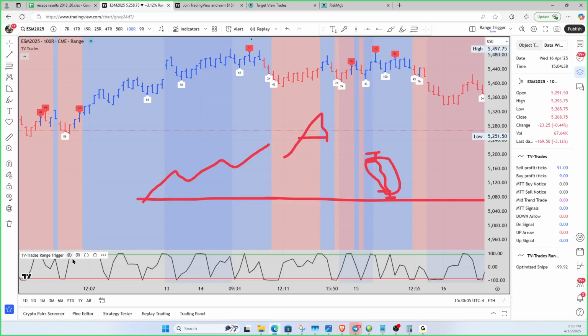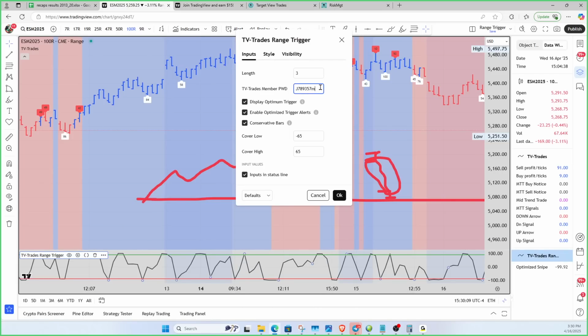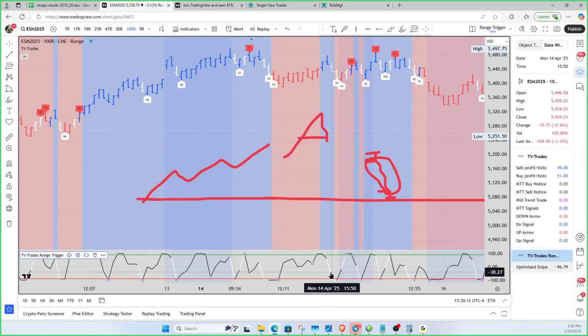So even if you put the right password in here, and you have your optimum trigger on, when you get up here, it's saying to sell the open of the next bar. That's what it's saying. And this would have worked out okay. And it's saying right here to buy the open of the next bar. Okay, and that would have worked out okay too.